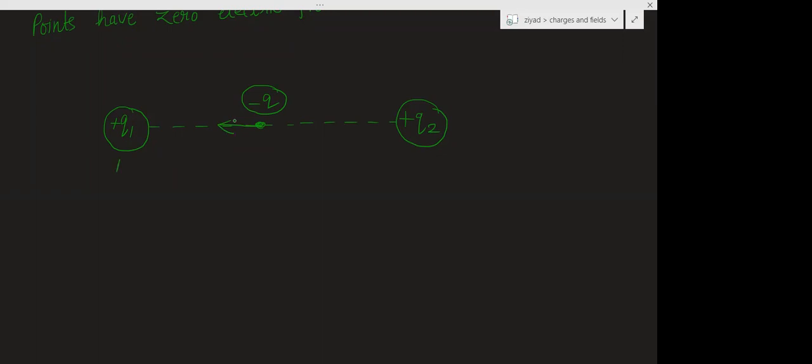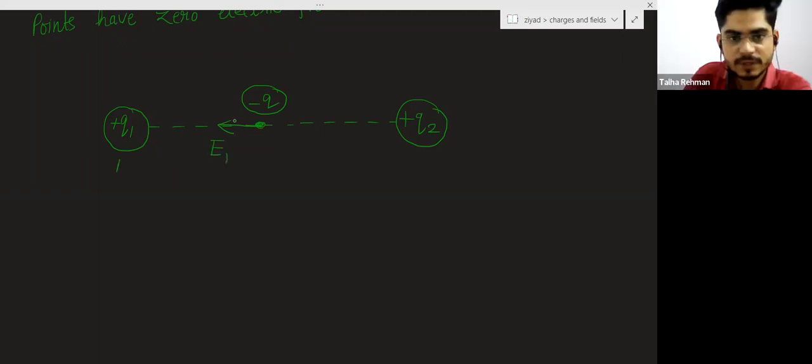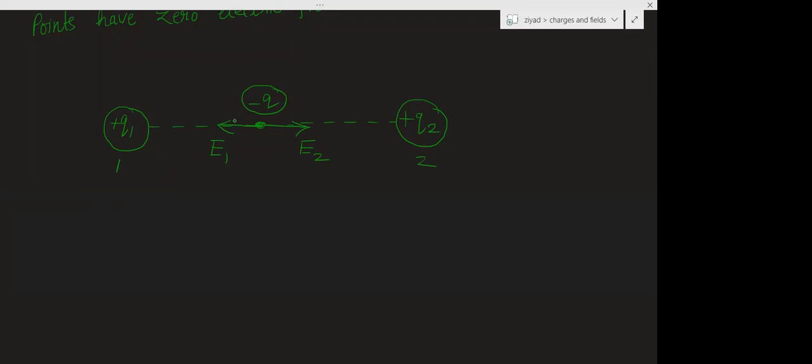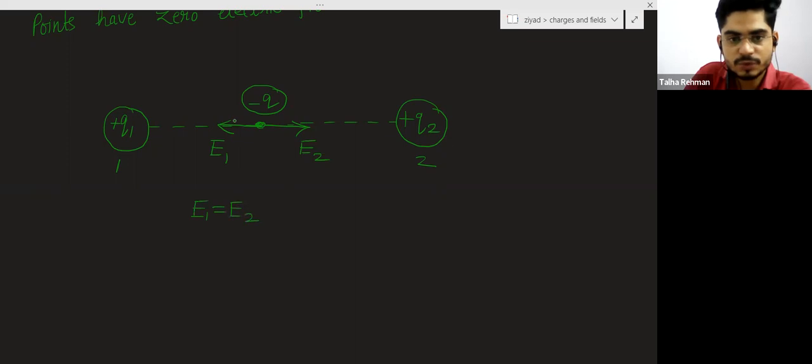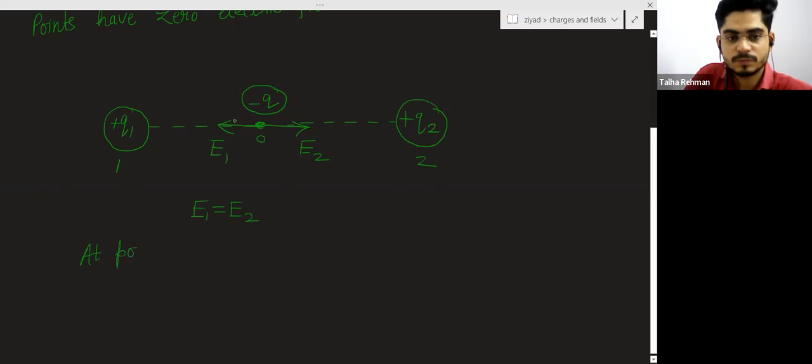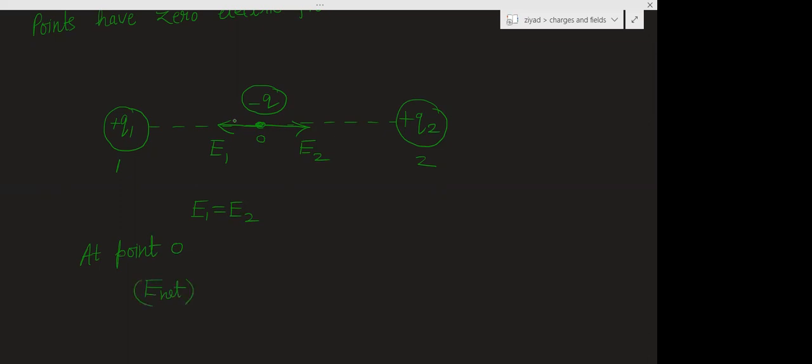Due to charge 1, the electric field will be in this direction, and due to charge 2, the electric field is in this direction. If E1 is equal to E2, then you can say there are two equal and opposite vectors at this point. So at this point O, the net electric field is equal to 0.